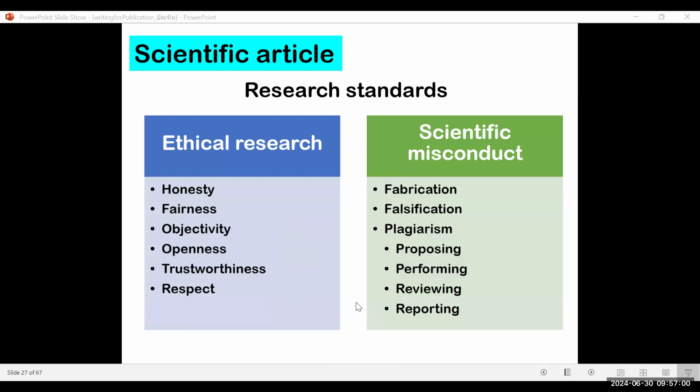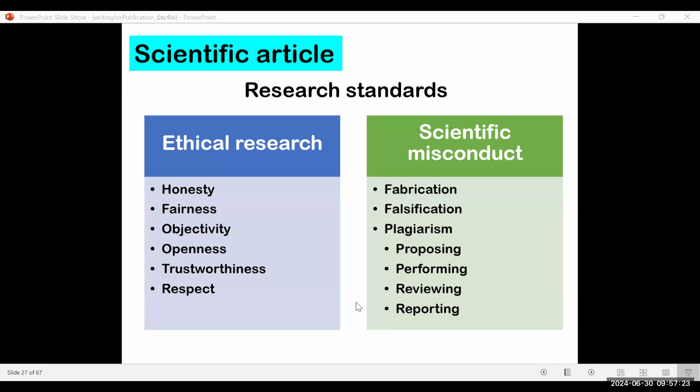There will be a toolbox. If you abide by the left box in the blue color, you do all of your research abiding with ethics. It means that you are meeting the research standard.